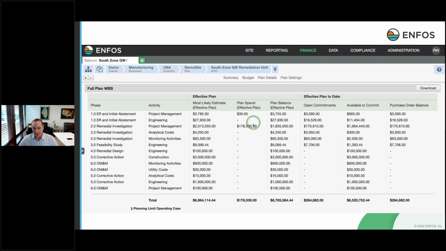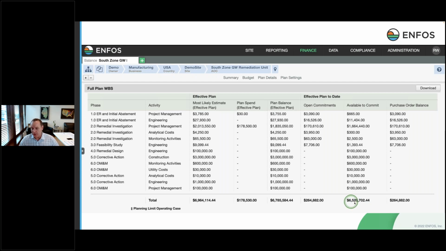How much we've spent, that's all of our approved spend. My balance, right? So it's my plan amount less my spend is my balance. And then ENFOS calculates the open commitments. This ensures that we do not overcommit in purchases our financial control plan, right?